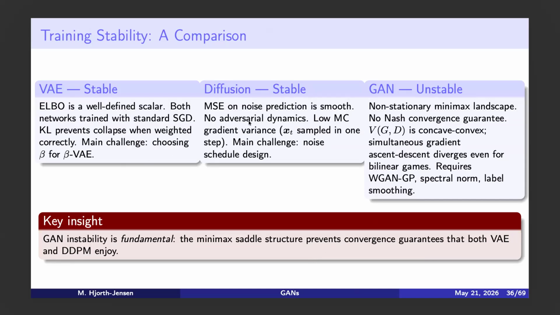The diffusion model is normally stable. There are no adversarial dynamics. The main challenge is noise, but also runtime. I didn't put that in here, but runtime is a big challenge. If you want to run diffusion models, you need to have access to a good setup on high performance computing, which nowadays means having access to GPUs.